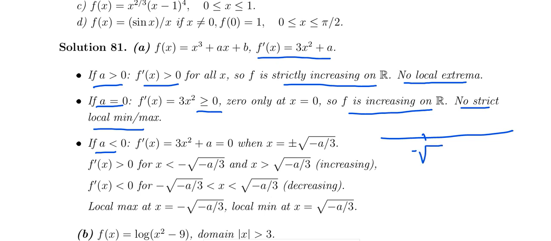This is minus root of minus a by 3, and this is the plus root of minus a by 3, on the line from minus infinity to plus infinity. In the interval where x is greater than root of minus a by 3, f dash of x is greater than 0. Between minus root of minus a by 3 and plus root of minus a by 3, f dash of x is less than 0, that is decreasing. So it is increasing, then decreasing, then increasing.